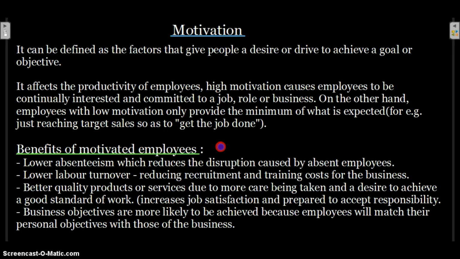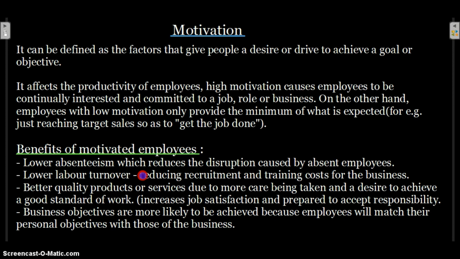So what are the benefits of motivated employees? Well, there will be lower absenteeism, which reduces the disruption caused by absent employees. Absenteeism basically means being absent, or how many times an employee is absent. So lower absenteeism means that employees are not frequently absent. They are committed to the work, they want to come to work, they don't want to be at home or doing some other work, so they try not to be absent without any particular reasons.